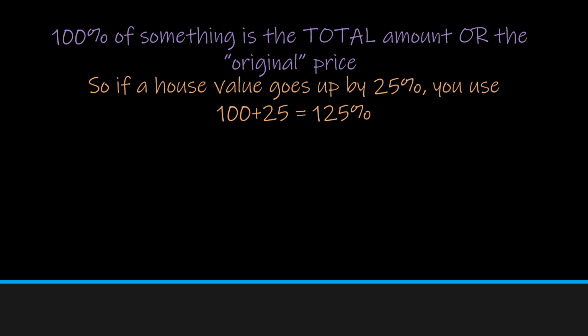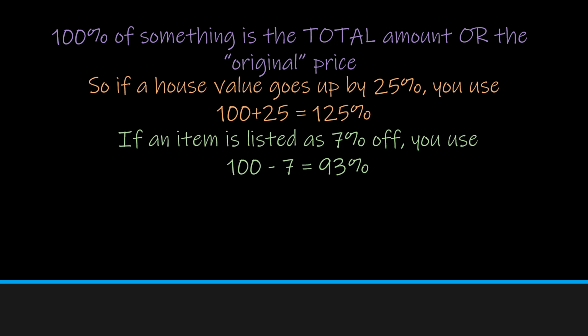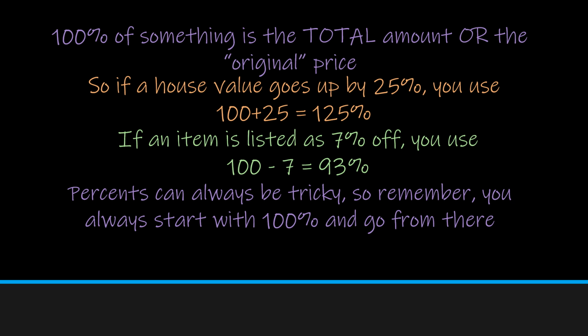Let's say that a house value goes up by 25%. The best thing you probably want to do is use 125%. The original value of the house was 100 and it goes up by 25%. So 100 plus 25 is 125%. If an item is listed for 7% off, you would use 100%, the original price of the amount, minus the 7%. Remember, it's off. That means it's on sale. That means it's going to be less. So you would subtract the 7. Percents can always be tricky though, guys. So remember, always start with your 100% and go from there.